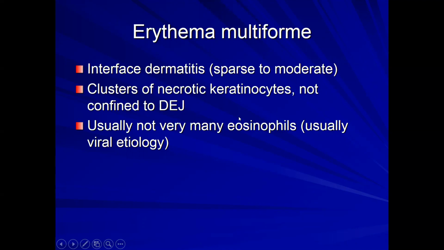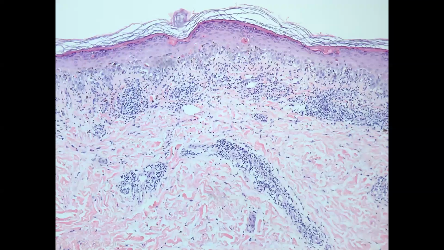One feature that you'll see is you often see clumps of necrotic keratinocytes rather than individual little scattered ones. You'll see these clumps. They tend not to be confined to the DEJ. And then usually you don't see very many eosinophils, because if you think about it, what usually causes erythema multiforme? A herpes virus infection. So it's technically in the viral category. So you would not expect to see a lot of eosinophils.